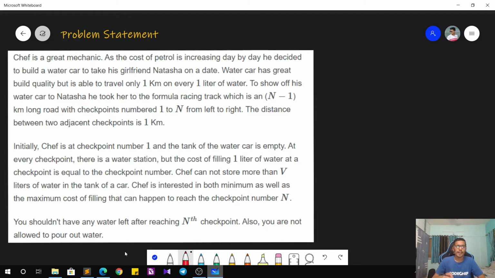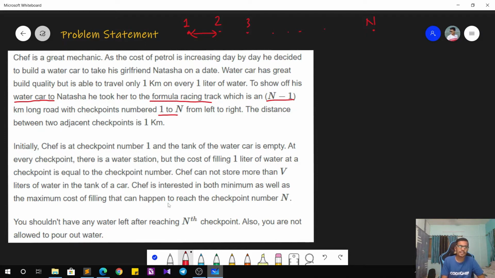It is given that Chef has a water car and he is going to use that car to race on the formula racing track, which has a road of n-1 kilometers and has checkpoints that start from 1 and go all the way up to n from left to right. So the checkpoints will look something like this. Checkpoint 1 over here, then we have checkpoint 2, 3, all the way up to the last checkpoint, n. So the total distance is n-1 kilometers because between each consecutive checkpoint, the distance is 1 kilometer.